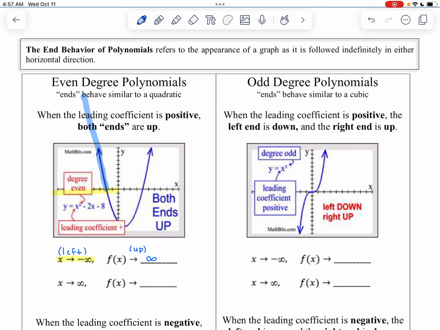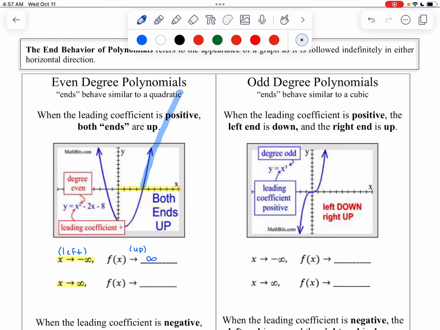Now let's look at the other side. As x approaches infinity, that means as x gets more and more positive, the right side of this graph, what is the function doing? The function as we go to the right is also going up. This means x approaches positive infinity, f of x is getting more and more positive.